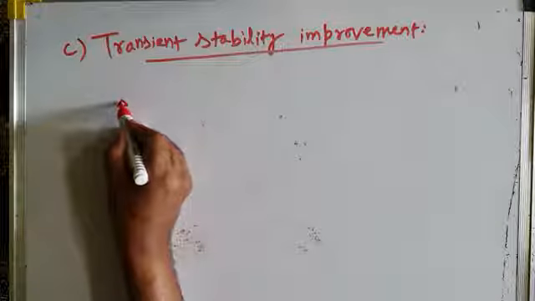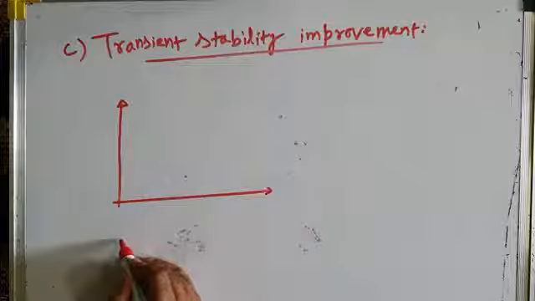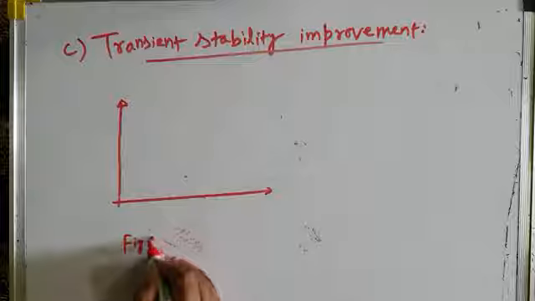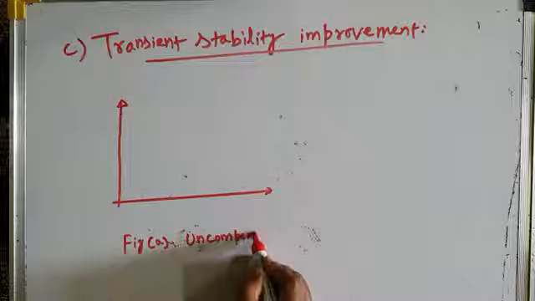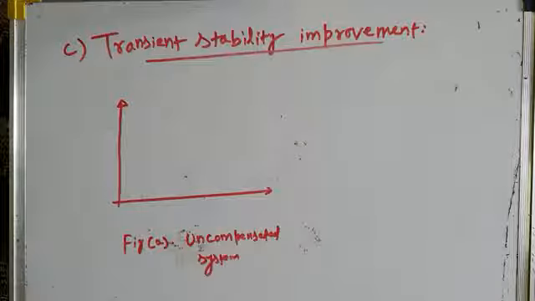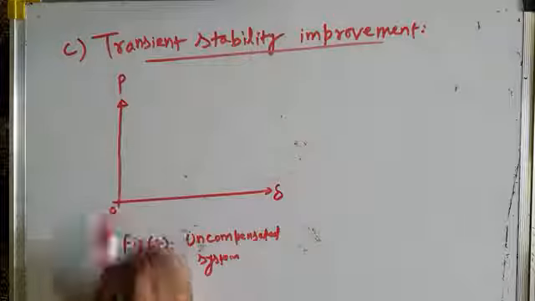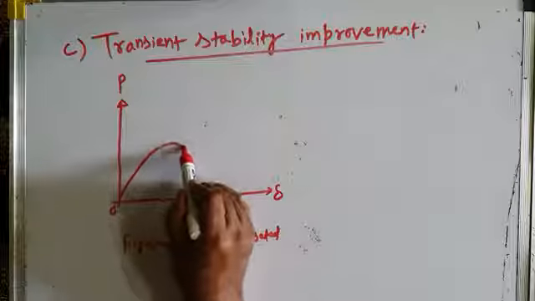So let us first of all take the uncompensated system. This is figure A. Figure A is for the uncompensated system. Right. So this x-axis is the transmission angle or power angle delta, and along the y-axis I will have power, active power or power transferred over the line. So this is delta equal to 0 degrees, and let us suppose this is the power angle characteristic.